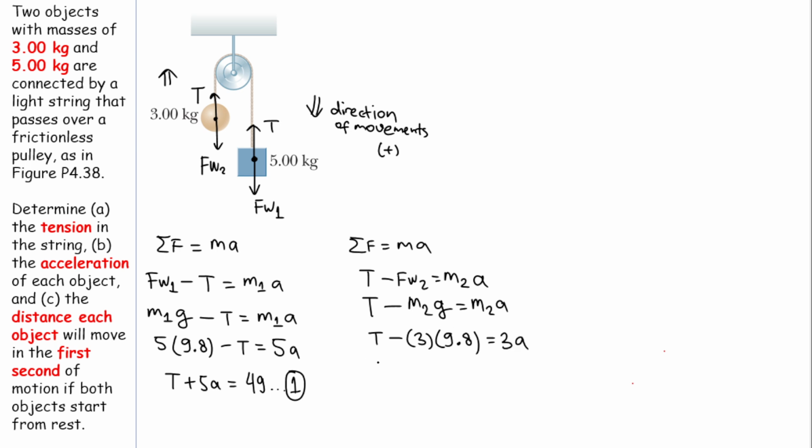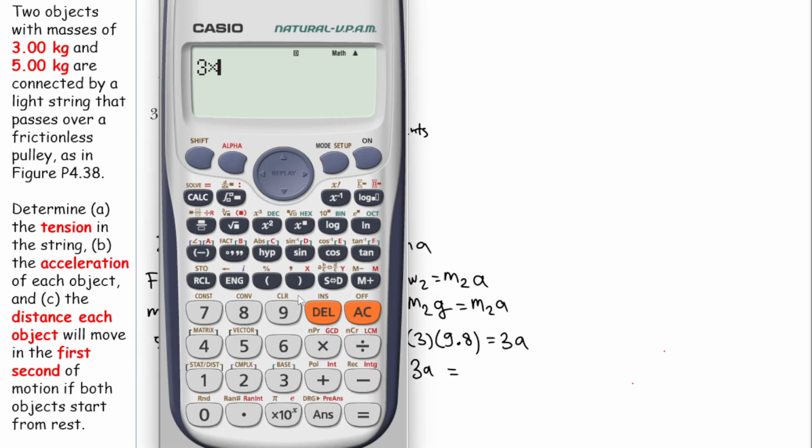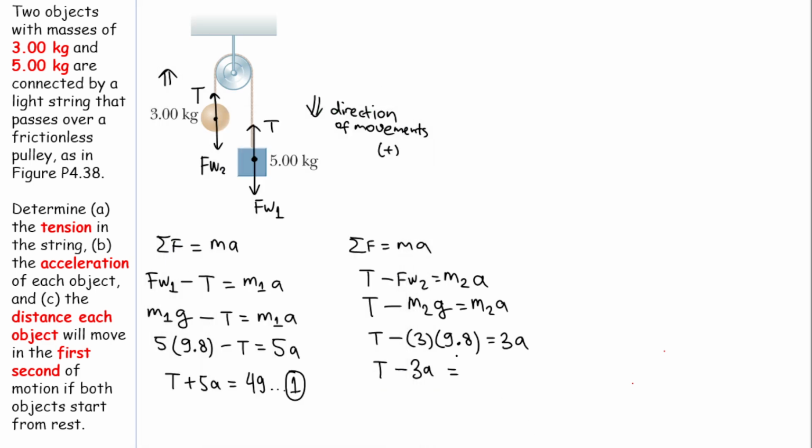Let's isolate all the variables to the left hand side. So I have T minus 3a, and that will equal 3 times 9.8, which is 29.4. And that will be our equation number 2. And now, from equation number 1 and equation number 2, we can calculate T and a, right?